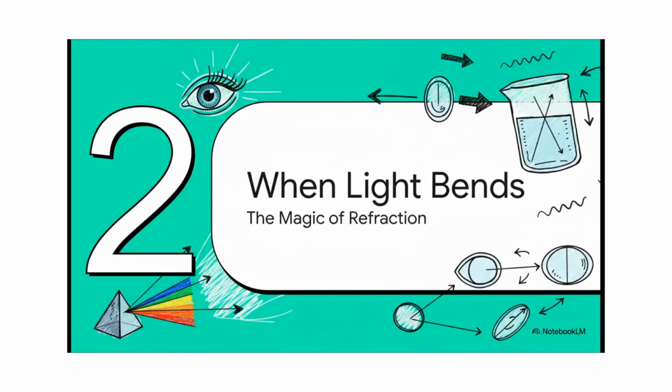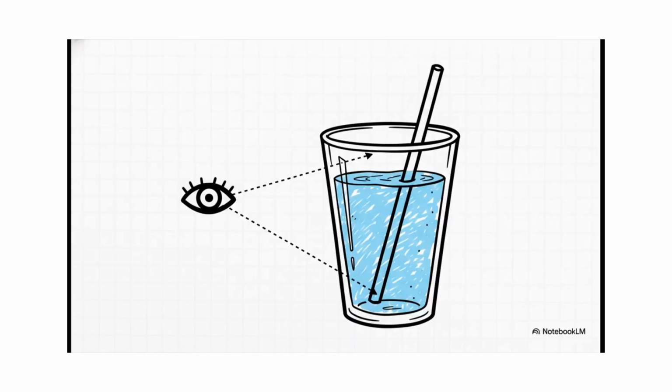Okay, so that's bouncing. But what happens when light doesn't bounce off something, but actually passes through it? You know, like going from the air into a glass of water. Well, that's when light literally gets bent out of shape. And this is the magic of refraction. You've seen this a million times. You stick a perfectly straight straw in a glass of water, and all of a sudden it looks like it's bent right at the surface.